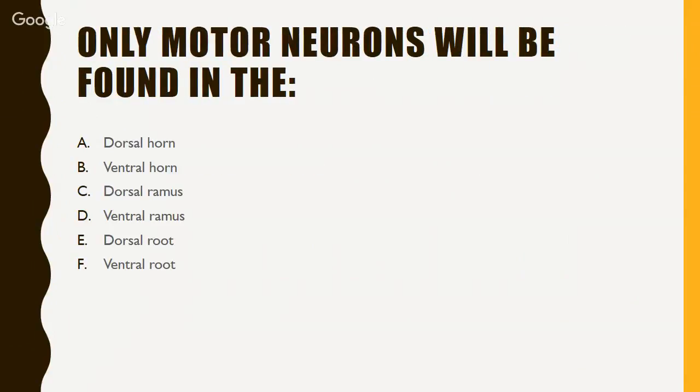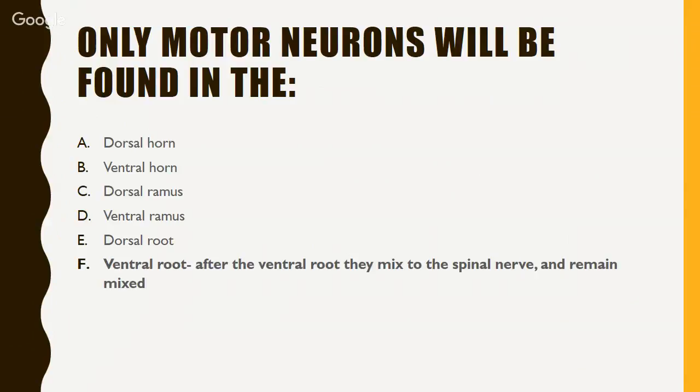Great. Only motor neurons will be found where? Which of these will you find only motor neurons? You know the answer to one question, but you can put your hand up as a flex. Ventral horn. So the horns are parts of the spinal cord. Yeah, ventral root. There you go. Great. Hopefully that makes sense.